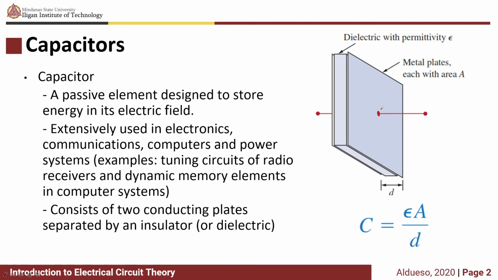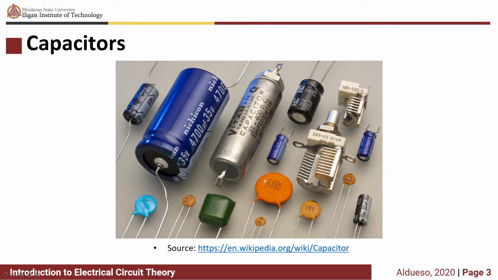We take a look at this figure right here. We have this plate and this plate, separated by a dielectric with permittivity. So the capacitance is given by the permittivity of the material times the area of the plate, over the distance between the two plates. This image shows some of the capacitors: we have electrolytic, ceramic, and also variable capacitors.